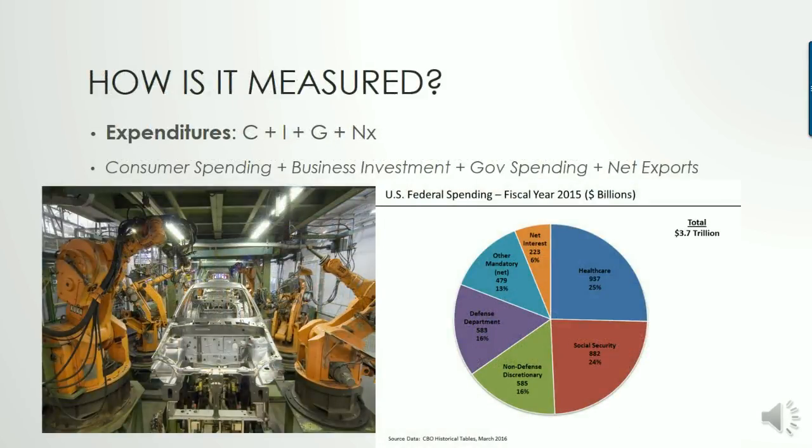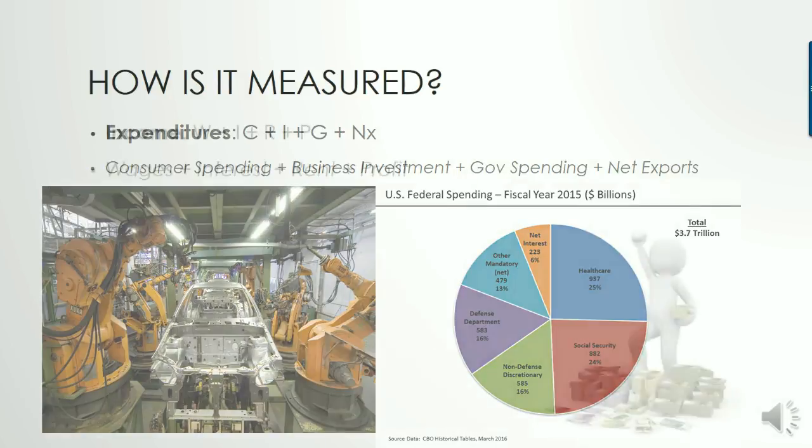How is GDP measured? There are two basic approaches to measure GDP, the first of which is the expenditures approach, C plus I plus G plus NX, which is also referred to as SIGNIX. All those letters stand for consumer spending plus business investment plus government spending plus net exports. I want to talk about the second letter there for just a second. Business investment is not an investment like if you or I went out and bought stock in a company. It's investment like a business investment in capital machinery, like in that bottom left picture right there.